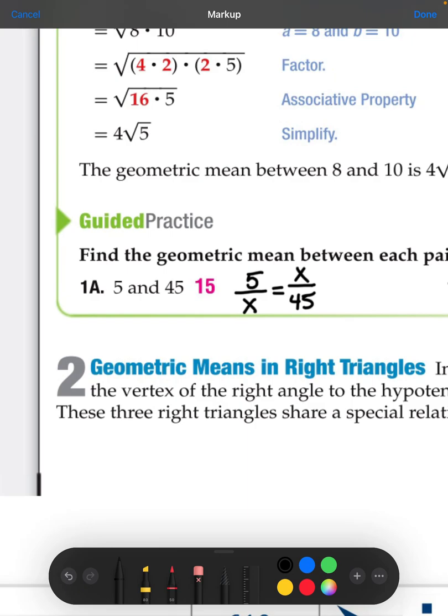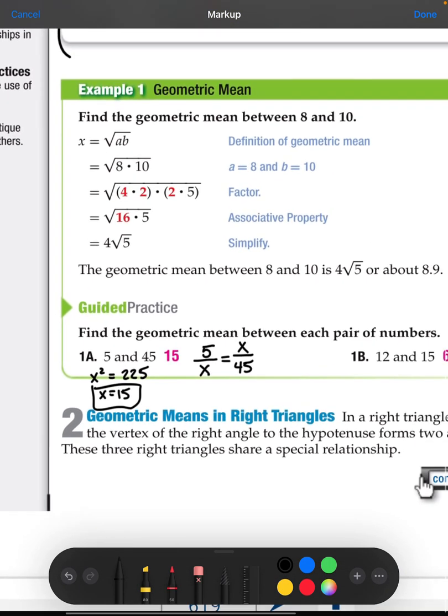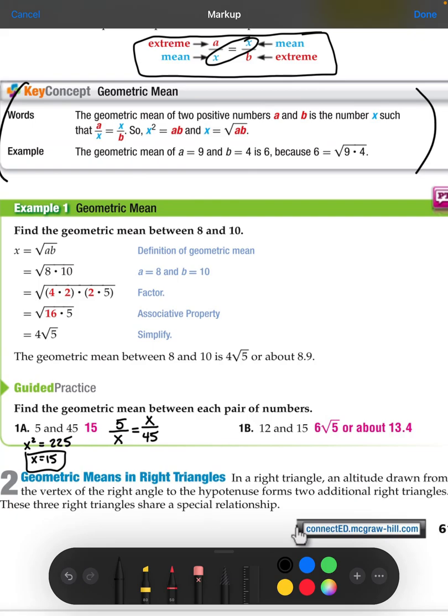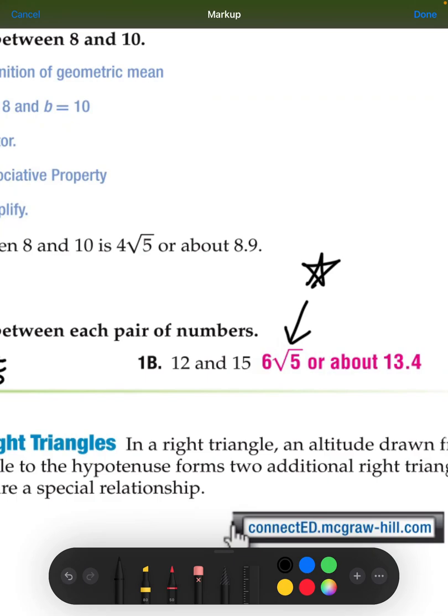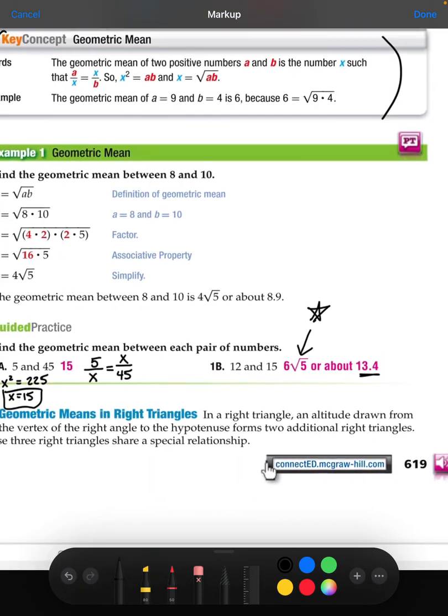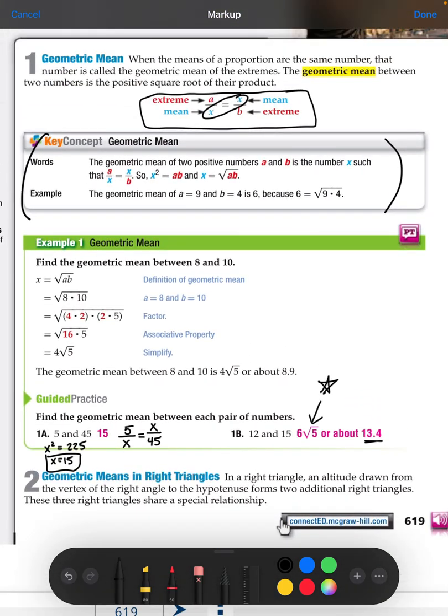If you were to use cross products, you would have x times x, or x squared, and that equals 5 times 45, which is 225. And then, of course, you would find the square root of 225, and so x would equal 15, and so that's where they're getting that from. Okay, so go ahead and try number 1b. Notice I would prefer you simplify your square roots. That's a little more of a mature math student than always putting things in decimals from now on. So if you can simplify the square root, please do so.